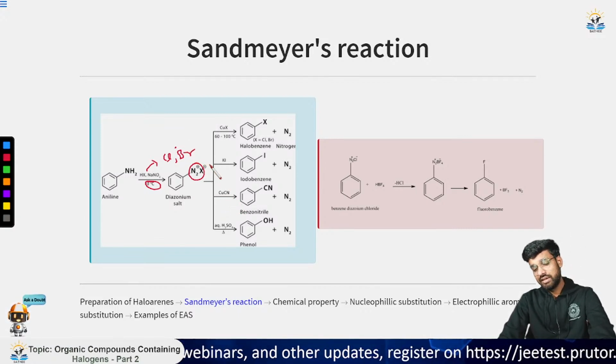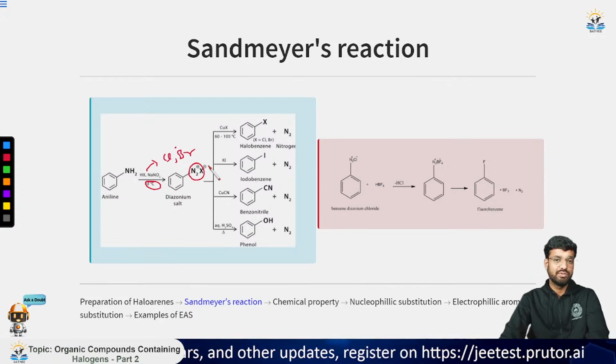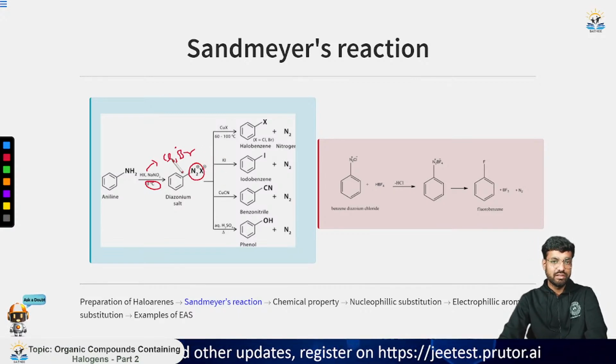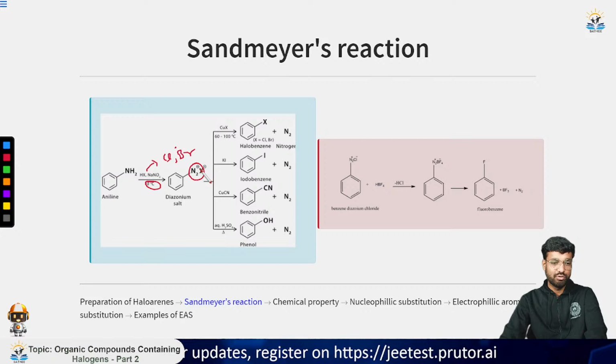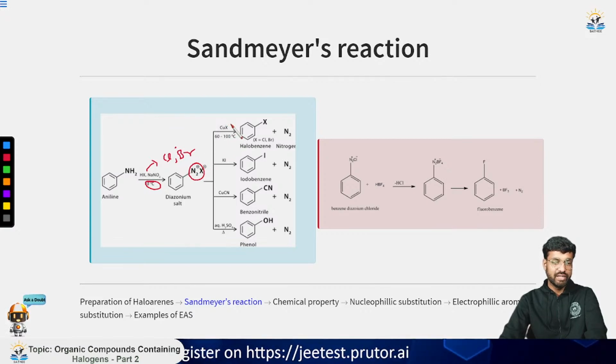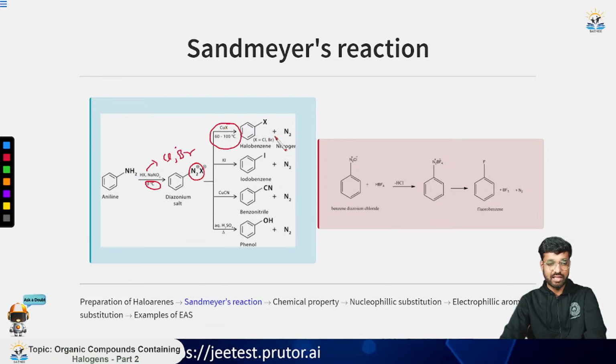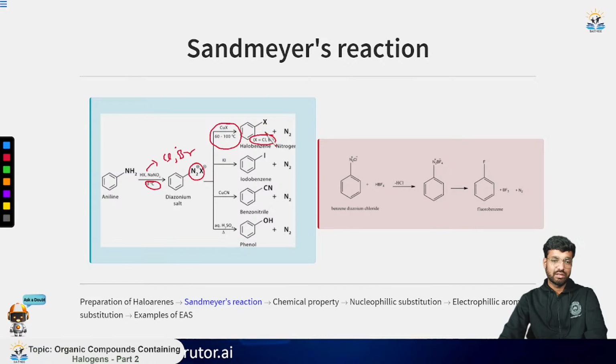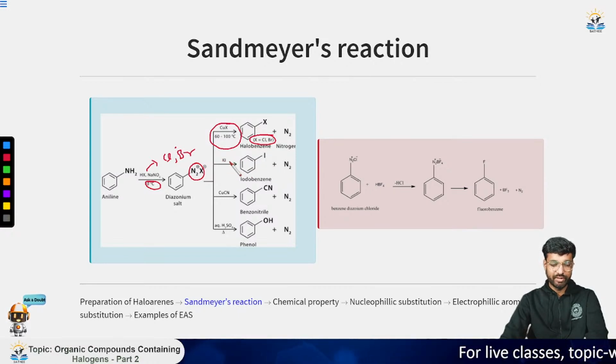Then we can easily use nucleophilic substitution. We can replace the N2 plus X minus that is formed here with Cl and Br. If we react it with CuX at 60 to 100 degrees Celsius, where X can be chlorine or bromine, then we will get chlorobenzene and bromobenzene. For these we use the copper salt of the same halide, that is, chlorine and bromine.